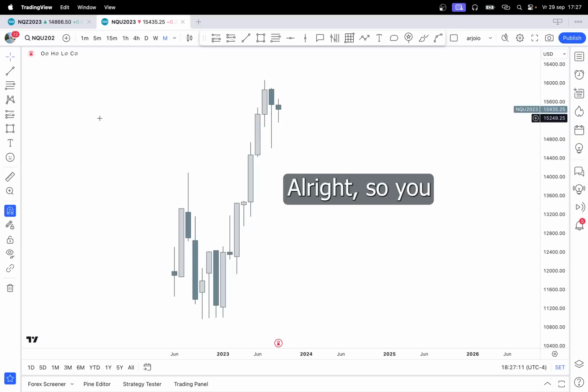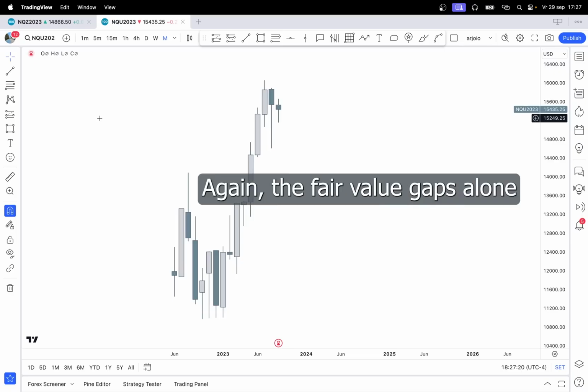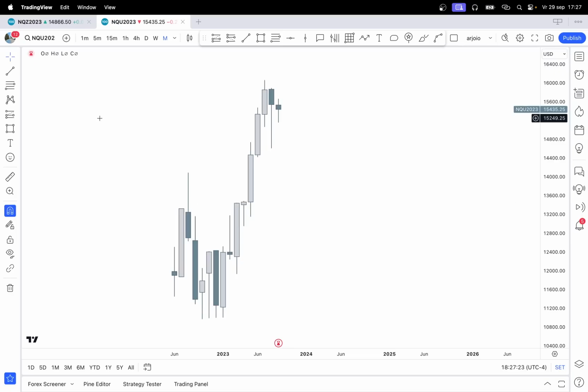All right, so you will get to know all the secrets of the fair value gaps. Which ones are the strong fair value gaps? Which ones are the weak fair value gaps? Again, the fair value gaps alone lead you to a draw on liquidity. If you know how the fair value gaps are acting, what story they are telling, then you are a master at finding your draw on liquidity. Then you are a master at finding your entry. Then you are a master at trading.